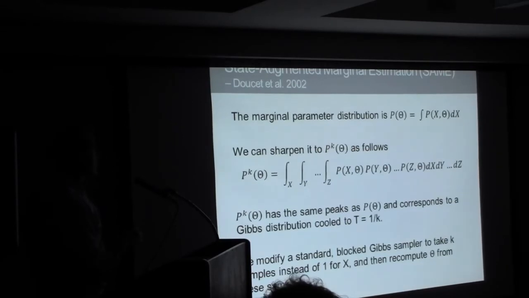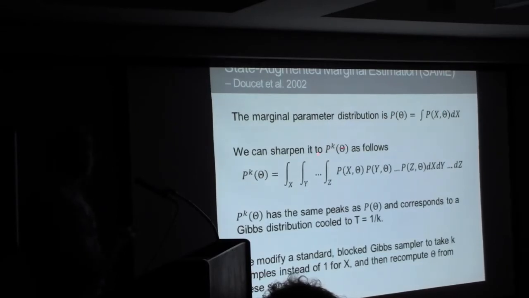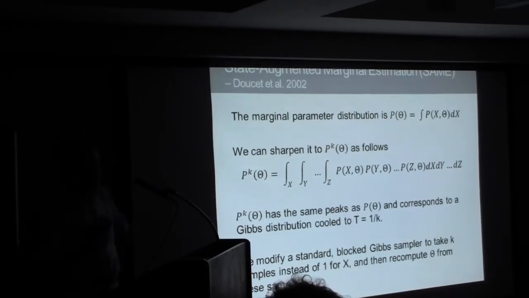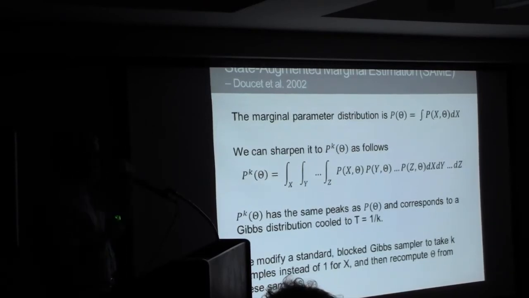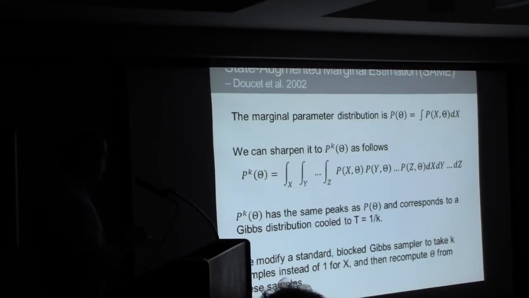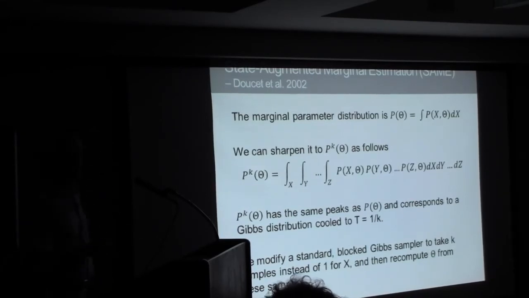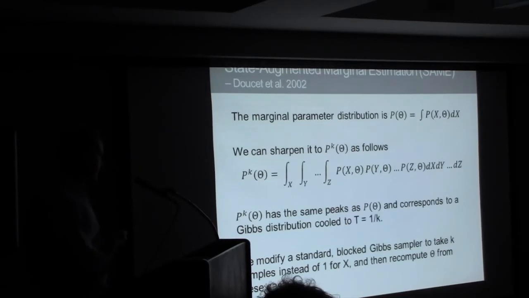One thing you can do to try to improve that estimate is actually take a power of it. If you take a power of a distribution, it's going to sharpen a lot. It'll keep the same maxima, but it'll be a lot sharper. And when you sample from it, you'll usually get samples near the optima. So you have the same peaks. And it actually corresponds to cooling the distribution, if you think of the posterior as a Gibbs distribution.